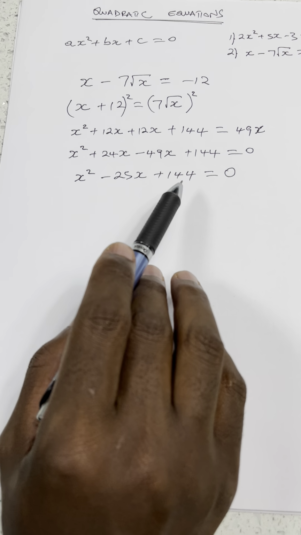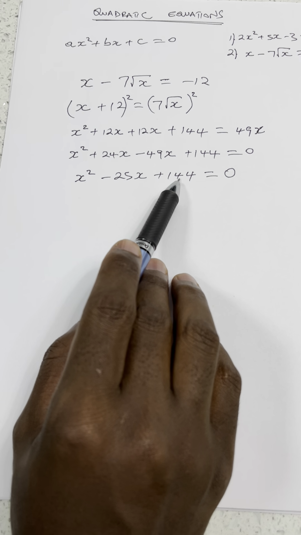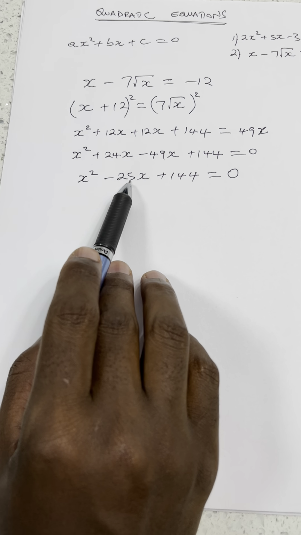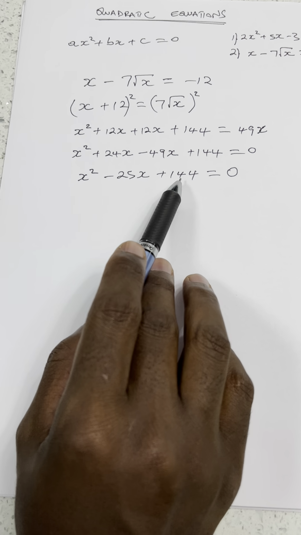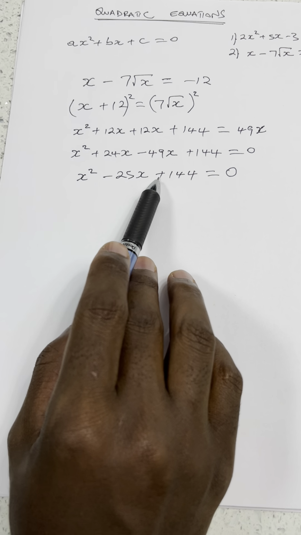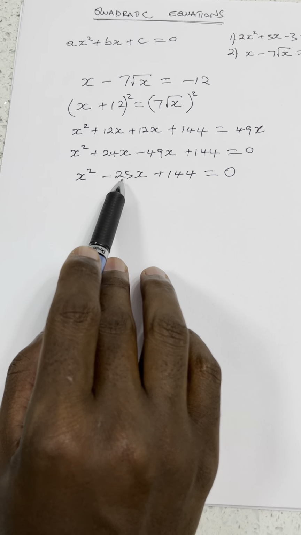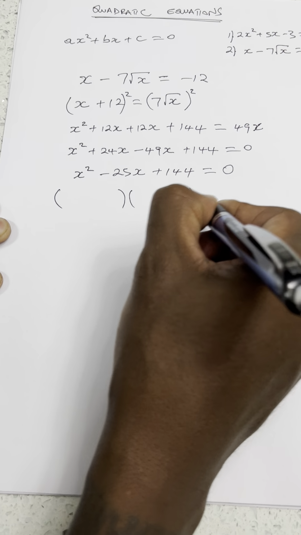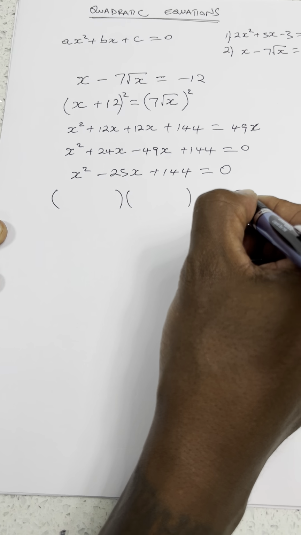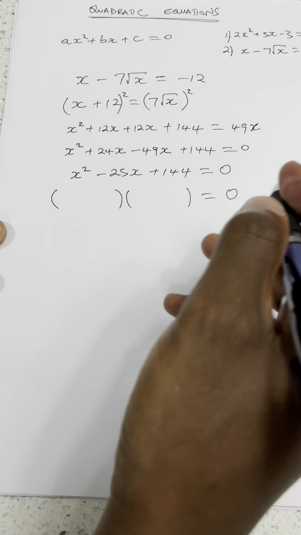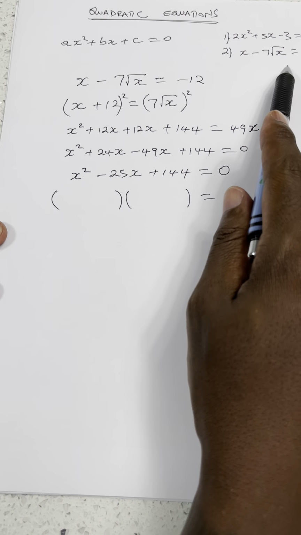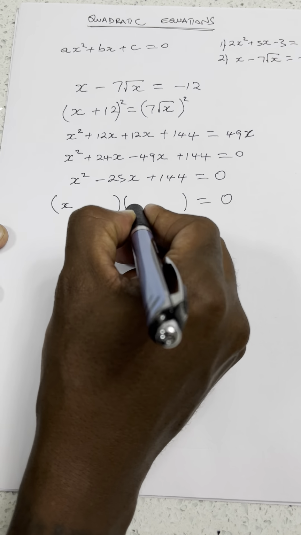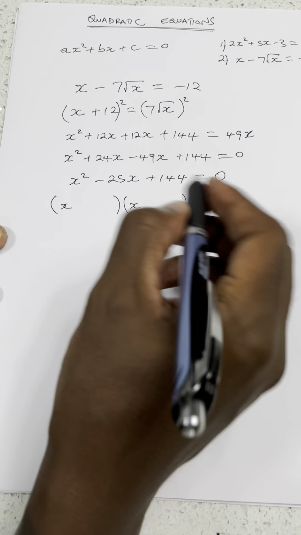Now we need to find factors of 144 that, when you add them, give you 25. So two numbers whose product is 144 and whose sum, since this is a plus, is 25. We can now factor this out. You could also use the quadratic formula, but that would take longer. This is only worth 4 marks in the exam. So you find x, you write your x's.